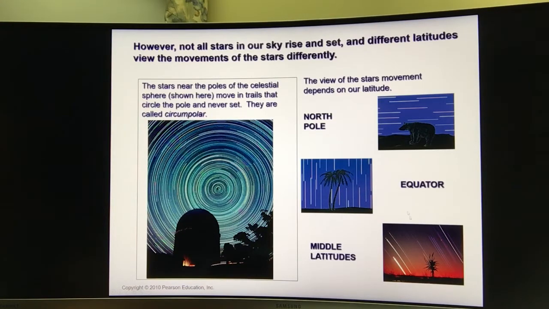people will see. There is a term here which is called circumpolar, and I believe in the second lab you will be using this term. That is defined as those stars near the poles of the celestial sphere, whose moving trails circle the pole and never set. So those stars that never go below the horizon are called circumpolar constellations or circumpolar stars.